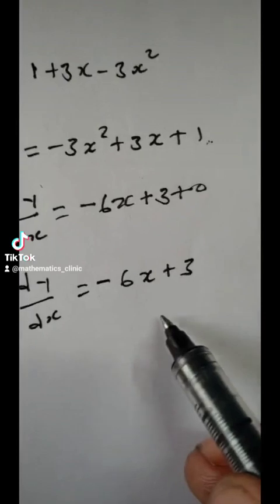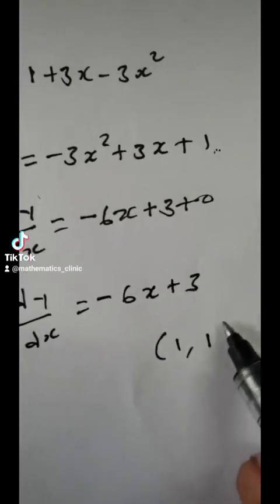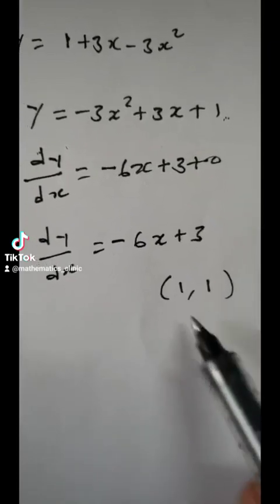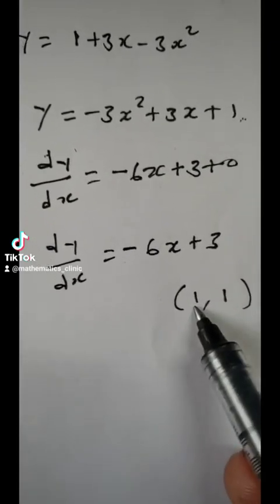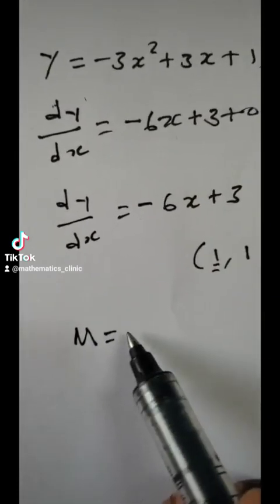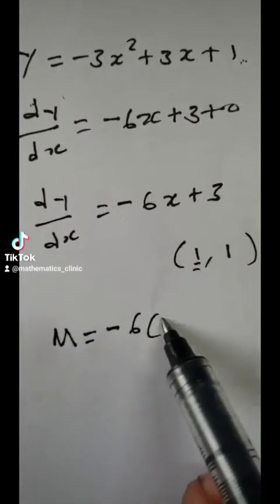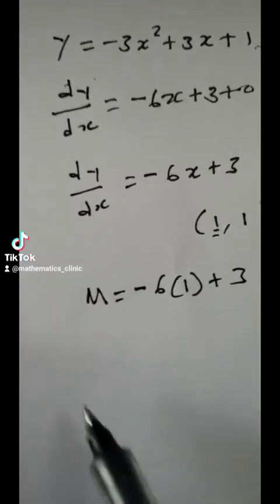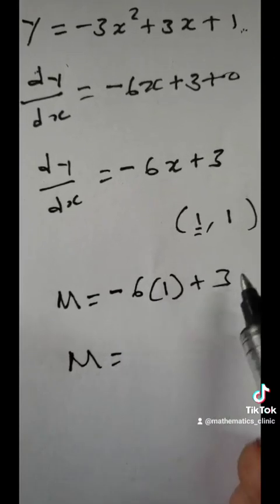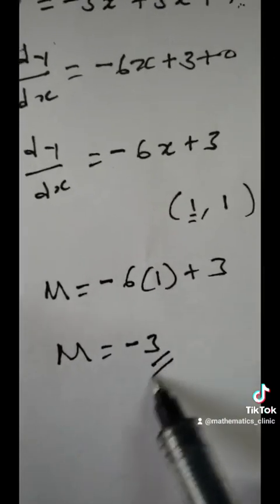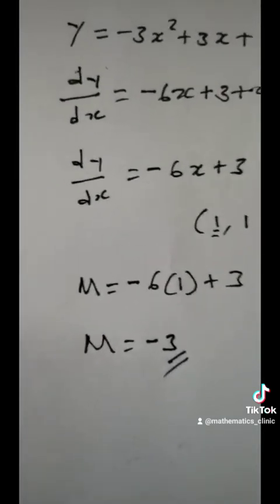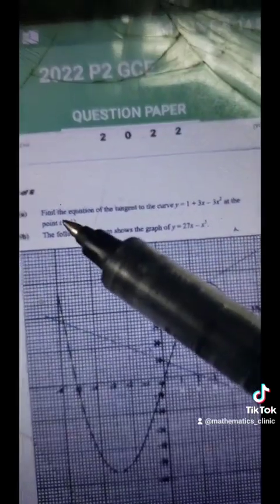The next thing I'm going to do after finding the gradient function is find the gradient, using the point. Where there is x, I'm going to put 1. So gradient is equal to negative 6 times 1, plus 3. Negative 6 times 1 is negative 6, negative 6 plus 3, you get negative 3. So that's my gradient, and that is my answer for the first question. I've managed to find the gradient.